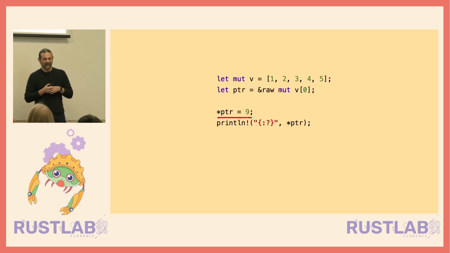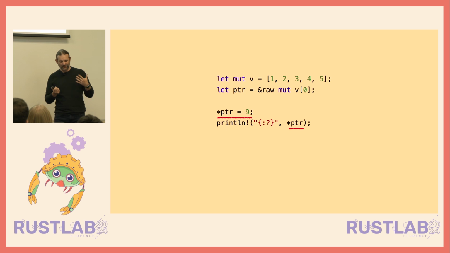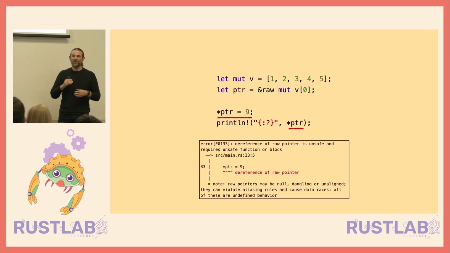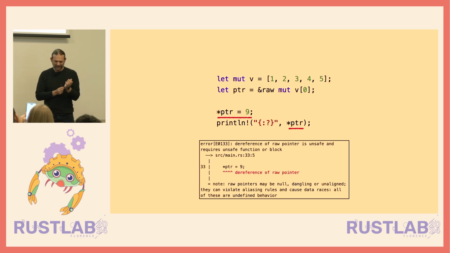So if I compile that, I get an error at this position and at this position, and the compiler tells me, rightfully so, that dereferencing a raw pointer is unsafe, because raw pointers might be null, might be dangling as well. This is the unholy trinity of undefined behavior, basically. This can cause undefined behavior, and in Rust, you are not allowed to just dereference them like that.